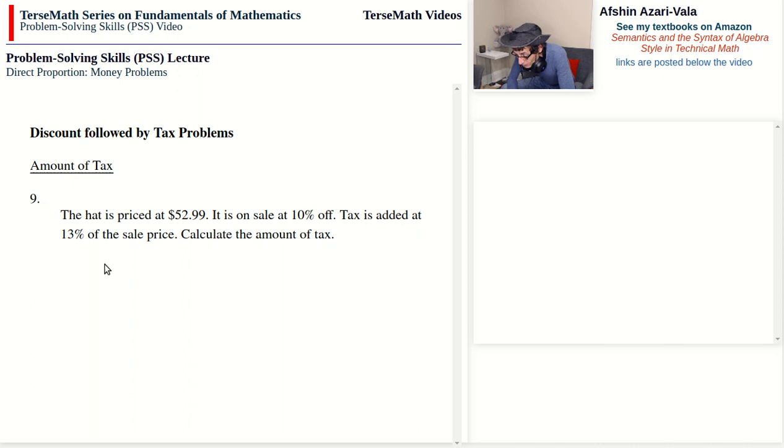The hat is priced at $52.99. It is on sale at 10% off. Tax is added at 13% of the sale price. This is important. Not of the original price, but the sale price. Calculate the amount of tax. Okay, so for an algebraic solution, let's say that A is the amount of tax in dollars. Now the way to set up your equation, this is pretty interesting, is to begin with the price, $52.99, and leave some space on the left side.